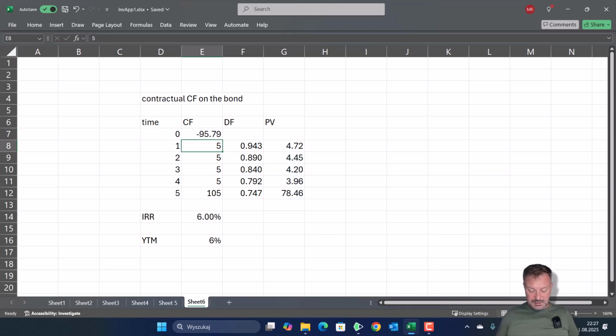Now the price of this bond is going to be the sum of the present values. So if I add all those present values, I get 95.79. I'm giving it a negative sign, a minus, so that it corresponds with the price that would have to be paid for this bond right now. And as you can see, the internal rate of return calculated at this 95.79 gives me exactly 6%.